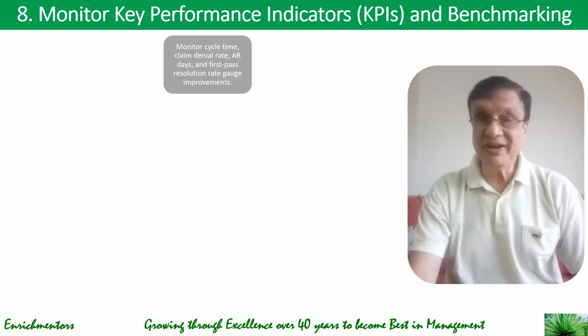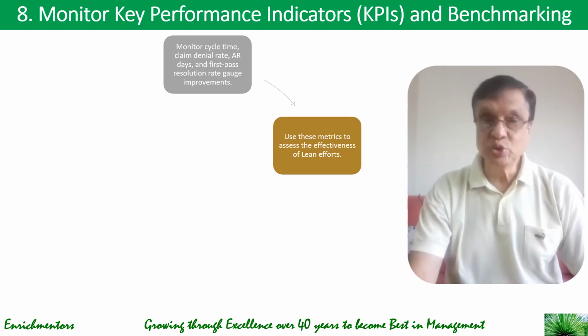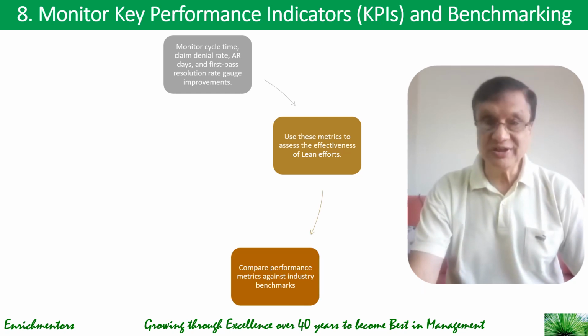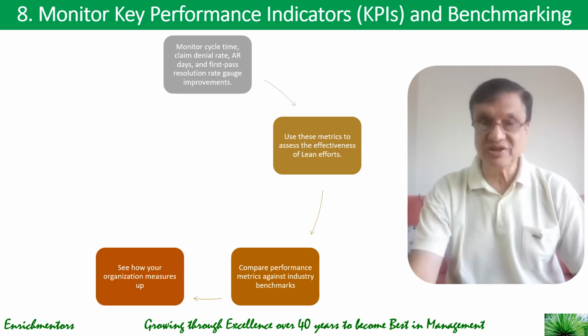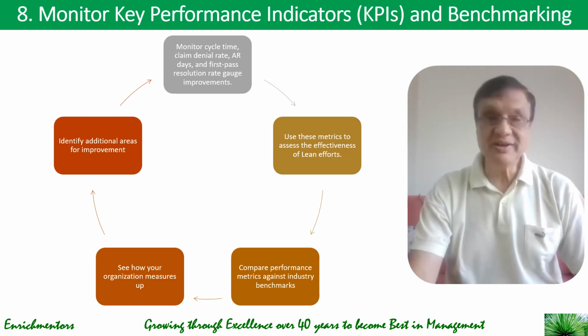Monitor KPIs and benchmarking, right? Track Lean metrics: monitor cycle time, claim denial rates, AR days, and first pass resolution rate to gauge improvements, and use these metrics to assess the effectiveness of the Lean efforts. Compare your performance metrics with industry benchmarks to see how your organization measures up and identify additional areas of improvement. So monitor KPIs and use benchmarking to identify and keep improving.